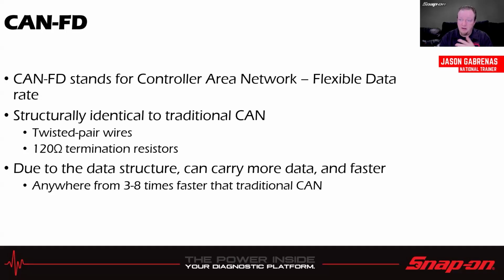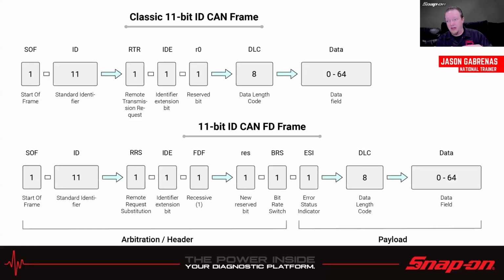Twisted pair wires, once again, 120 ohm termination resistors. Due to the data structure, however, they can carry more data and faster, anywhere from 3 to 8 times faster than that of traditional CAN. So, nerd stuff. If we see how the data is laid out in traditional CAN, you can see just kind of how it's set up there. I'm not really going to describe any of this stuff because that's getting way too deep in the weeds. But you see down here, that matches that, that matches that.